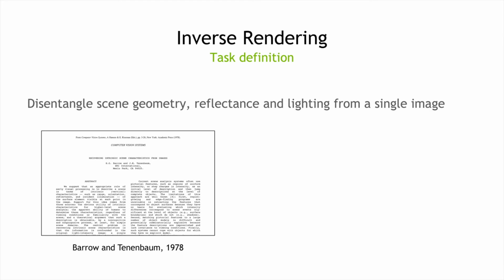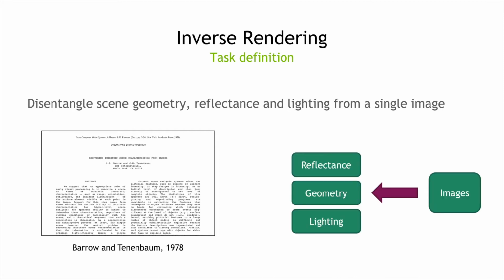The task of inverse rendering can date back to 1978, proposed by Barrow and Tenenbaum. It aims to estimate scene geometry, surface reflectance, and lighting from a single image. This is a challenging ill-posed problem. We want to assign the correct contribution to each component based on only observed pixel values.